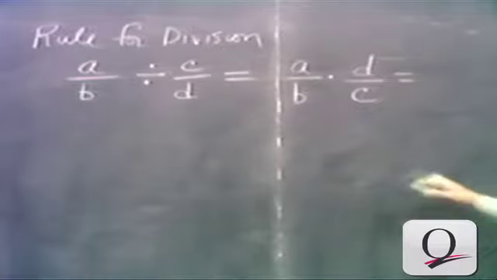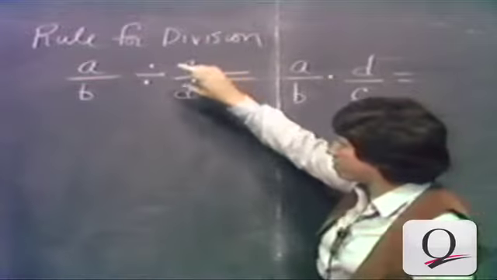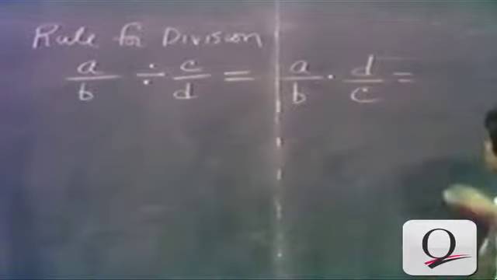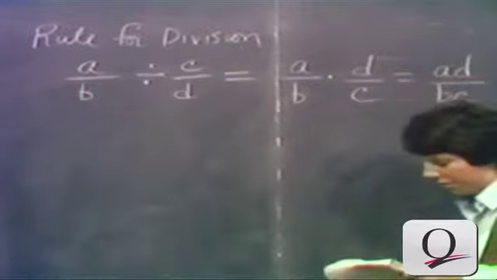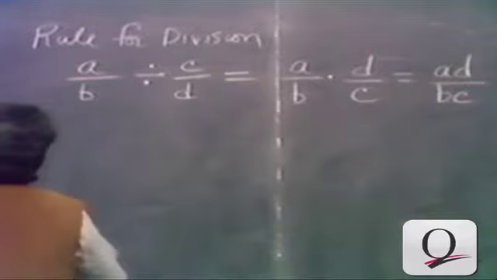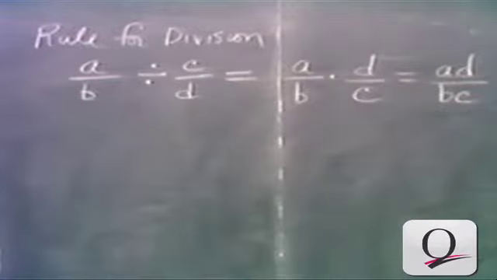A over b, instead of dividing by c over d, we invert and multiply by d over c, giving us ad over bc. So we reduce division problems to multiplication problems.